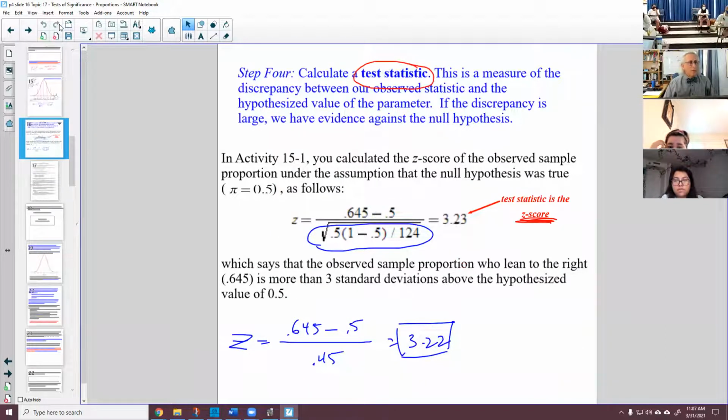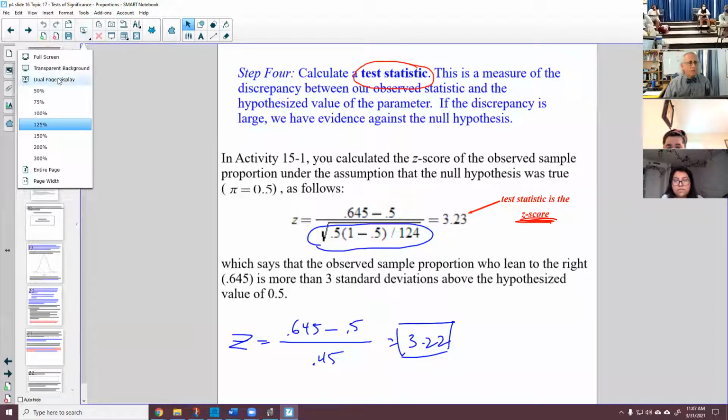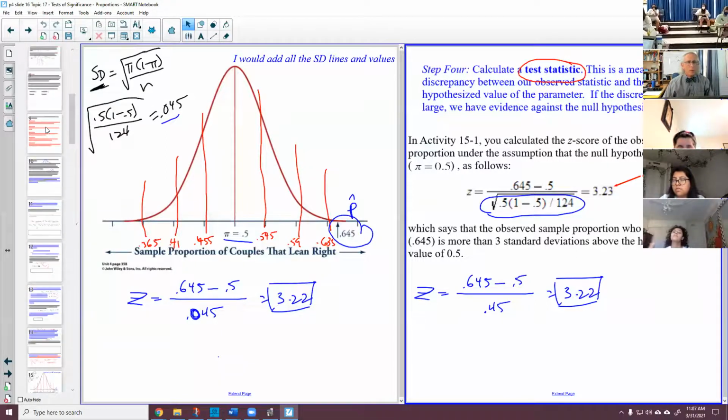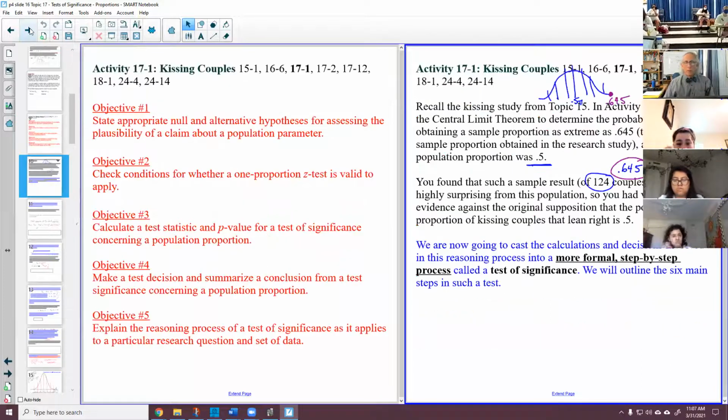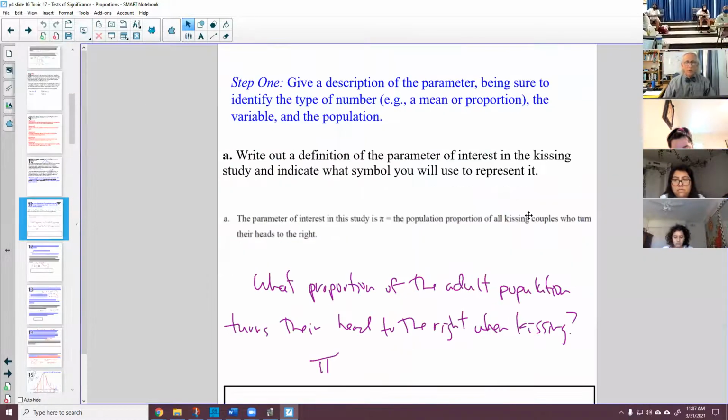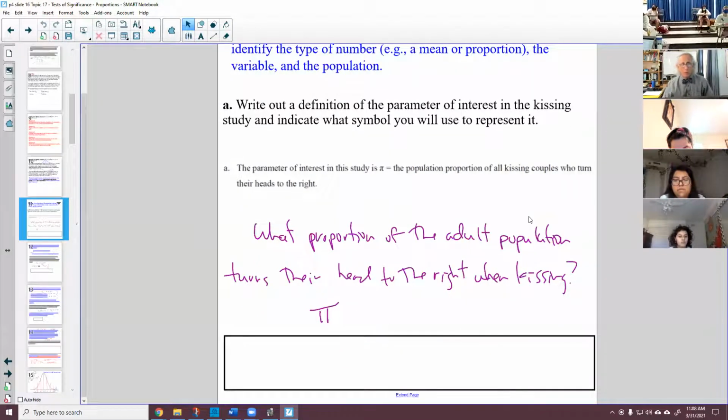Okay, we got to where we were calculating a test statistic. Should we do a quick review of what we had done? We were doing kissing couples, and we described what it was that we're trying to do in words. We were trying to find out what proportion of the adult population turns their head to the right when kissing. And we identified that as pi, our population proportion.